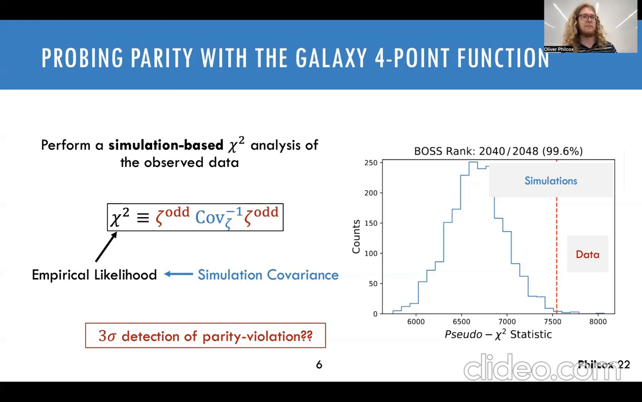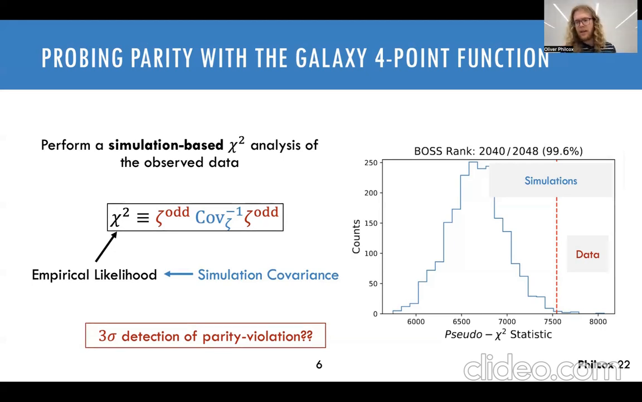Of course, our simulations are parity-conserving, so if we do see the data significantly above the simulations, it could be an indication of some additional parity-violating 4-point function in our data. This is shown on the right-hand side here, and you see that the data is roughly inconsistent with the simulations at around 2.9 to 3 sigma significance.